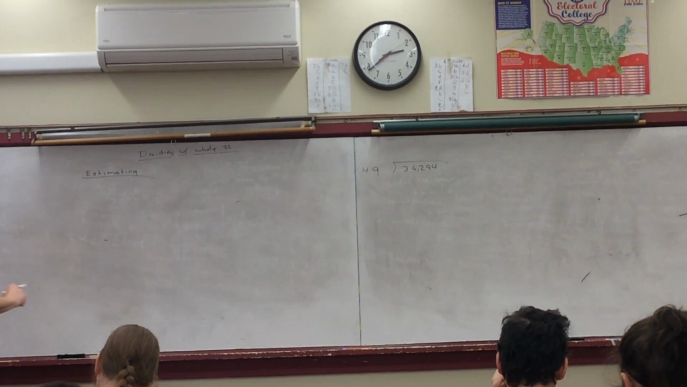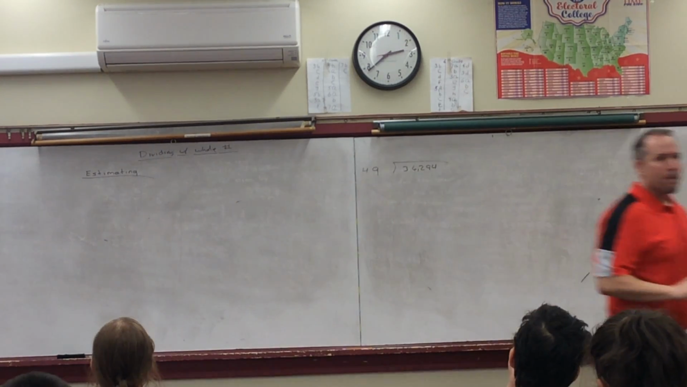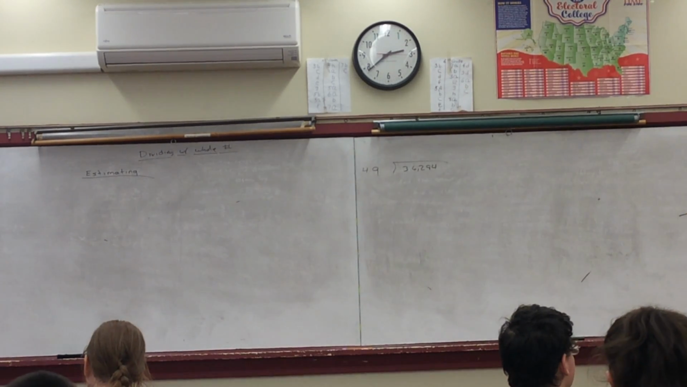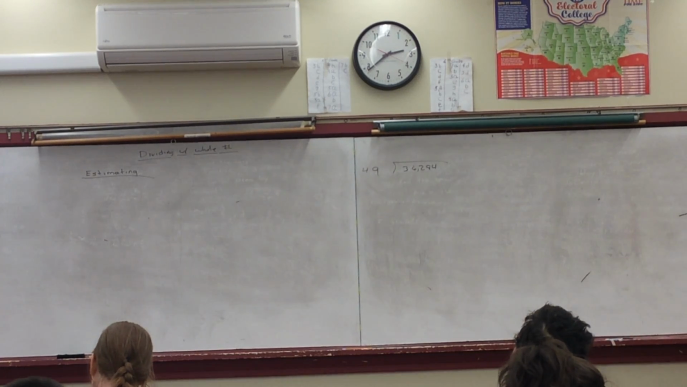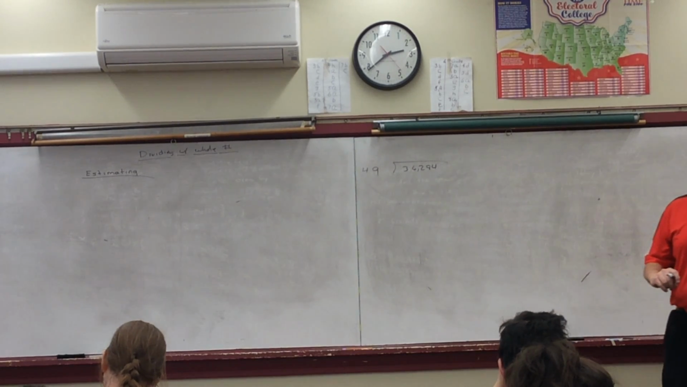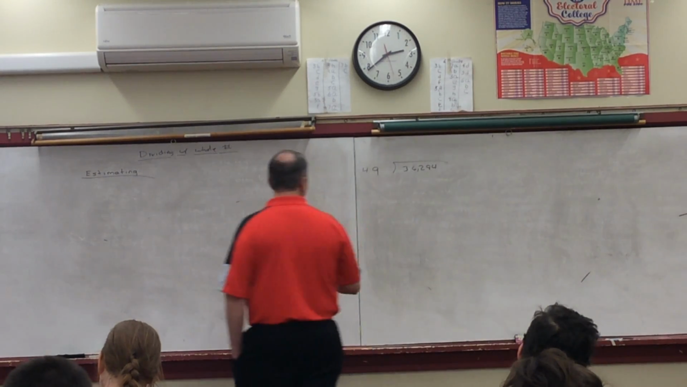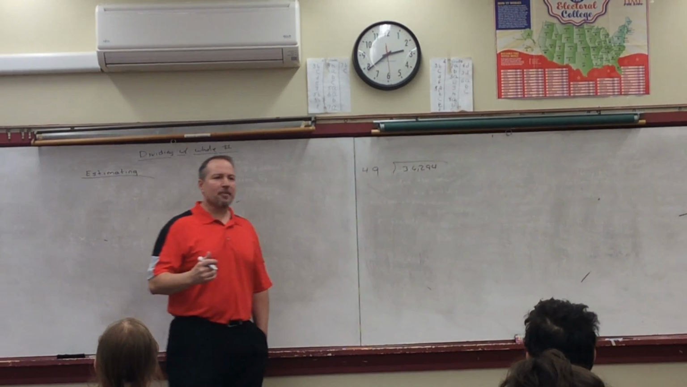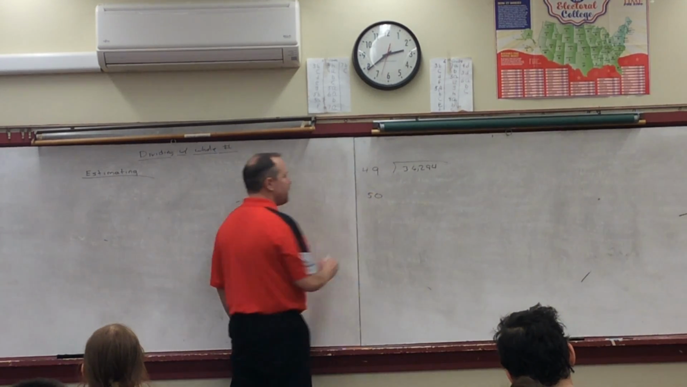If we're estimating that, what's the first thing we're going to do? Estimate the numbers? Like estimate 49. Round? Yeah, round. So the first thing we're going to do is round the 49. 49 rounds to 50. So what I want you to do is put the 50 down below.